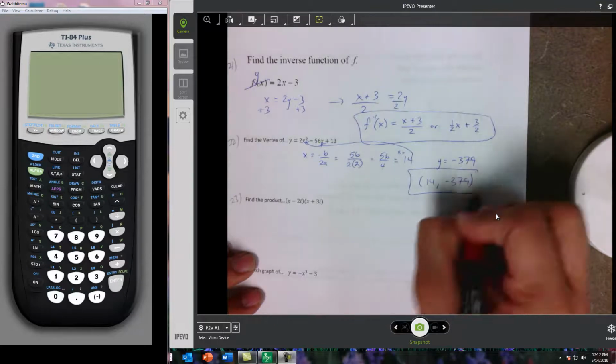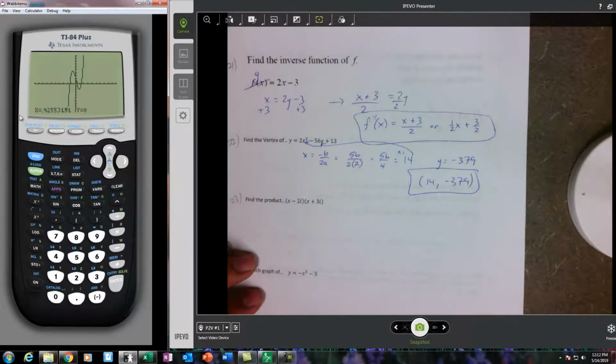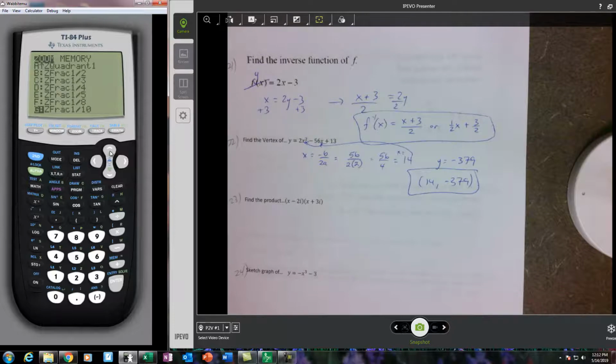Now I know some of you are going to want to use your calculator, so watch the calculator over here. We're going to go through and do that. We have 2x squared minus 56x plus 13. If we graph this, we're not going to see much. We see this very vertical part here. This graph is way outside of my viewing window. So you kind of have to change your viewing window to fit it. I'm going to first start with zoom, and whoops, I should have gone the other way. Zoom fit.